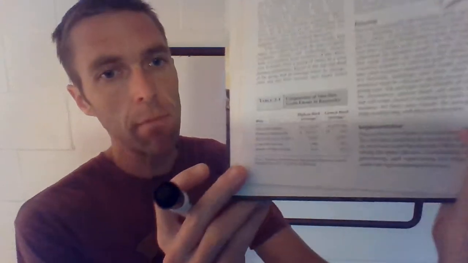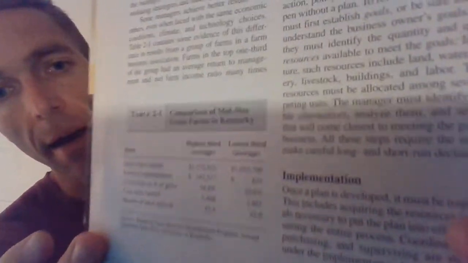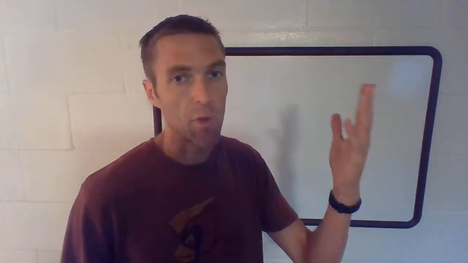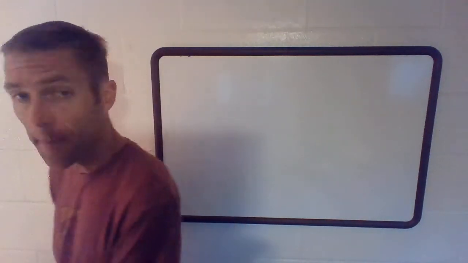So number 1, page 20 in the textbook has this table. There you can see it. It is a comparison of mid-sized grain farms in Kentucky. Grain farm in Kentucky, grain farm in Iowa, grain farm in Nebraska, kind of the same thing. And it's showing the average of the highest third and the average of the lowest third. And that's a pretty common designation to divide into thirds.